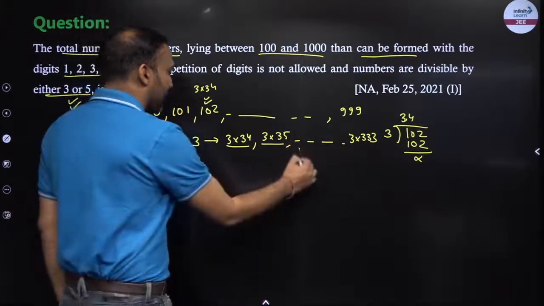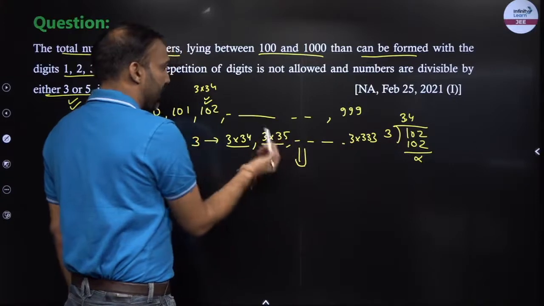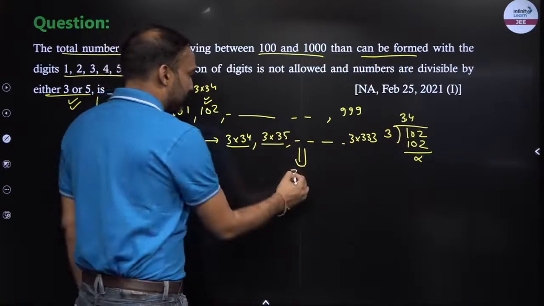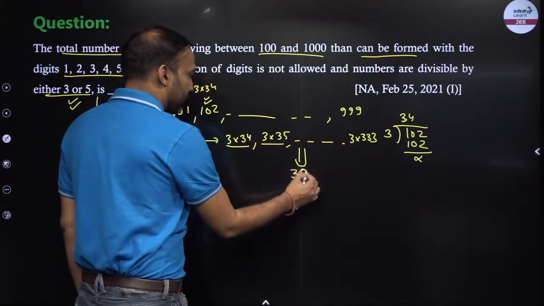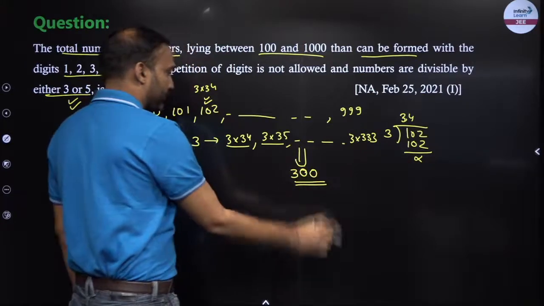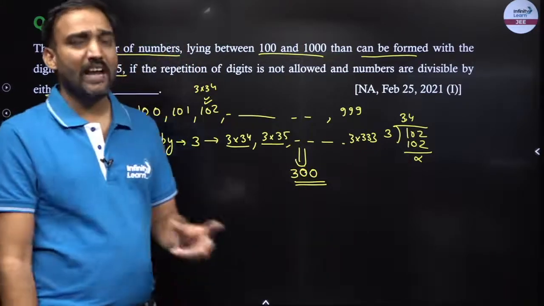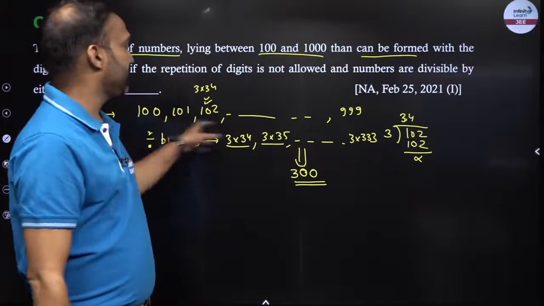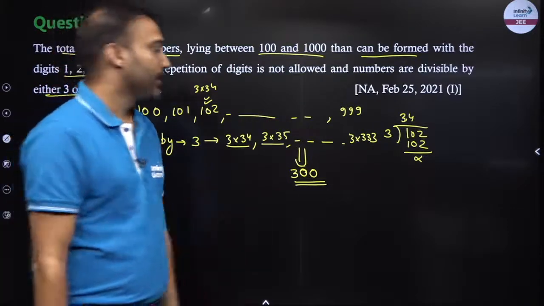So how many numbers do I have over here? 333 minus 34 makes 299, plus 1, so that makes 300. So I have 300 multiples of 3 when I see all the numbers from 100 to 999.